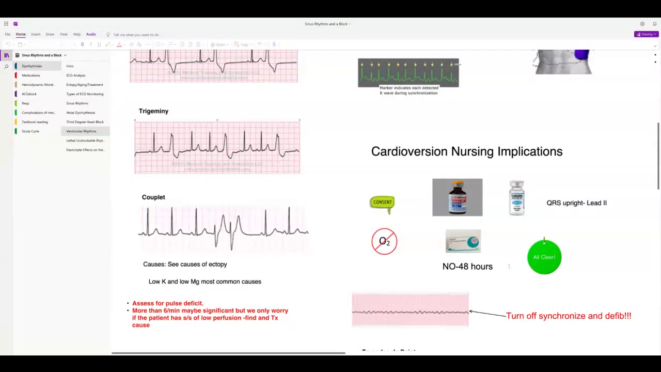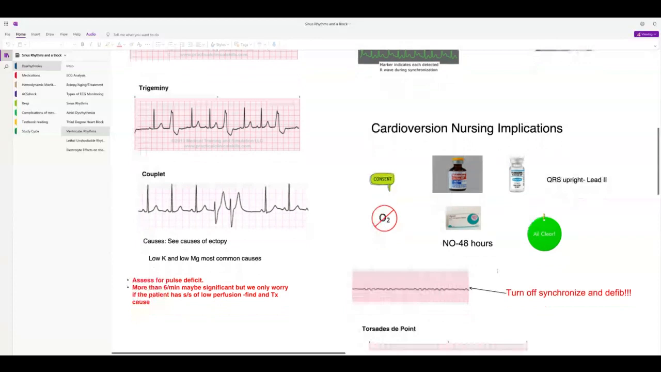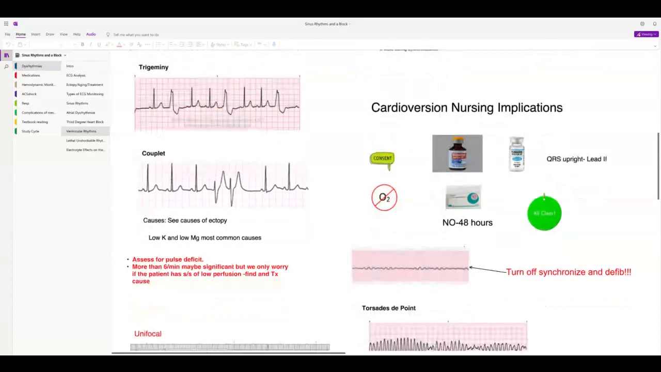You're going to call all clear. Anytime you deliver electrical shock, you say, I'm clear, you're clear, we're all clear. So we want to make sure everybody is clear. Again, here's your VFib. If you are doing synchronized cardioversion and it turns to VFib, turn off sync and defib.